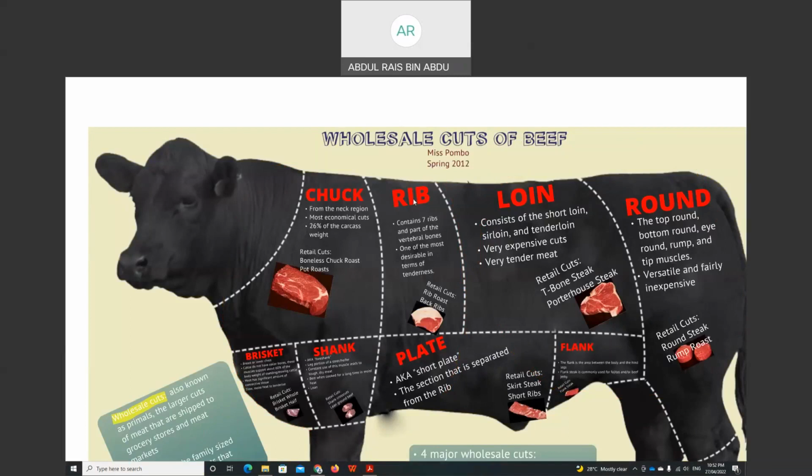Okay, let's continue with the other parts of the cow. Behind the chuck are the ribs. It contains 7 ribs and parts of the vertebral bones. It is one of the most desirable parts because it is one of the tenderest parts. And from the ribs, you can produce a rib roast or back ribs.